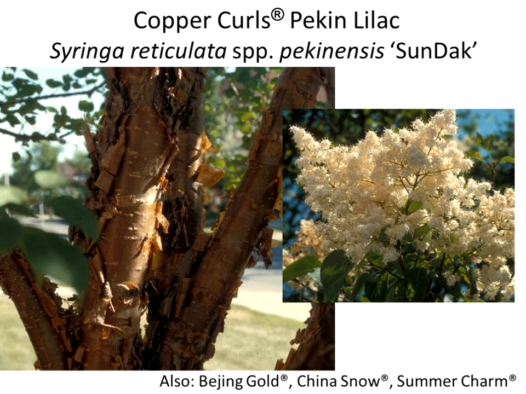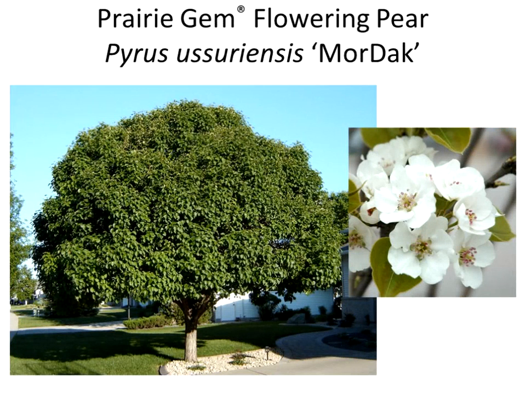Just really great, great plant. Beautiful bark, peely bark like what we see with paper birch, golden color, beautiful panicles of flowers. Prairie gem flowering pear. Great form, beautiful flowering. We can get some fruit on this, can be an issue.